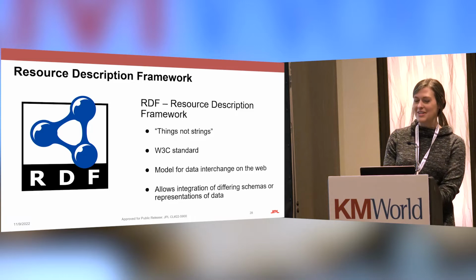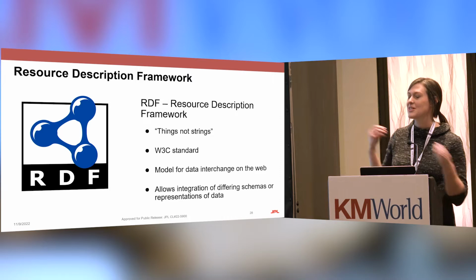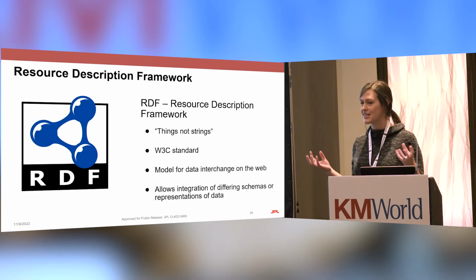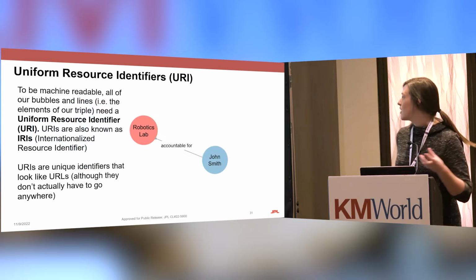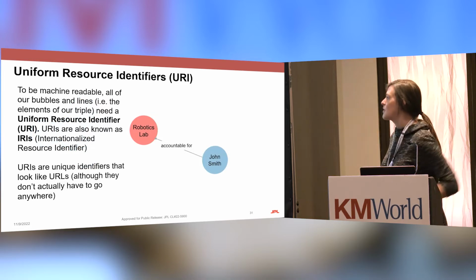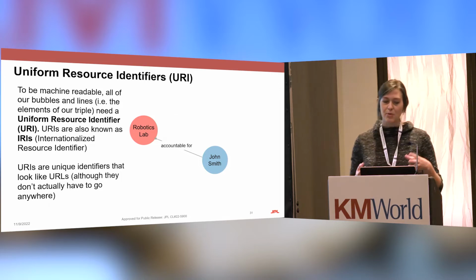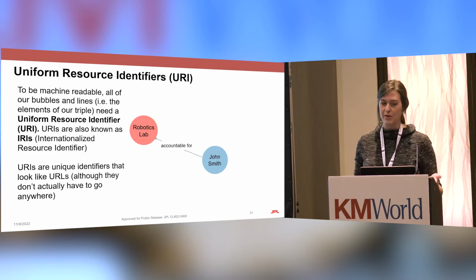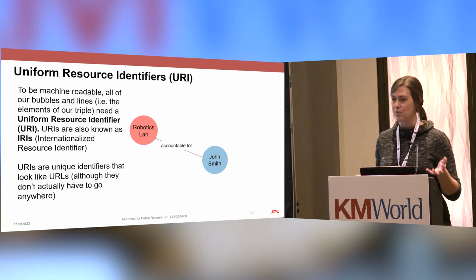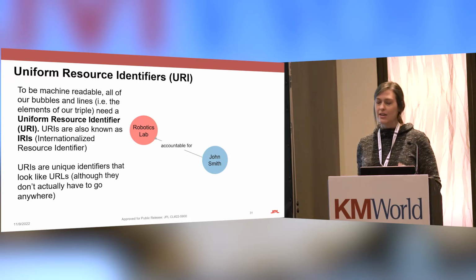You'll hear people talk about this as things, not strings. It's the idea that everything gets an identifier, and those identifiers can be used across different data sets to connect them. So for example, if we have this one statement here that John Smith is accountable for the Robotics Lab, to be machine readable, we need all of our bubbles and lines to actually have unique identifiers, or what we call uniform resource identifiers, URIs. You might also hear this referred to as an IRI. They look like URLs, but they don't actually have to go anywhere.